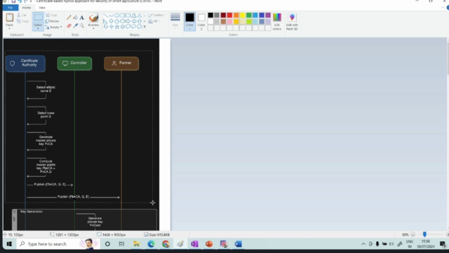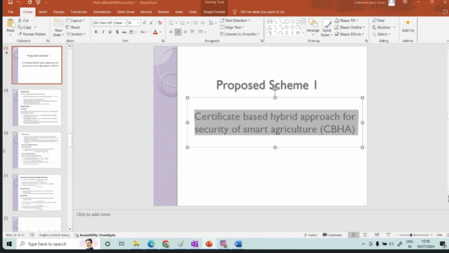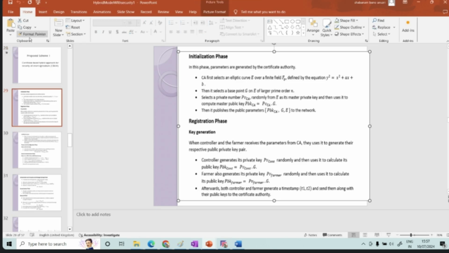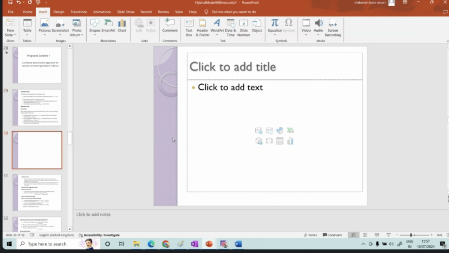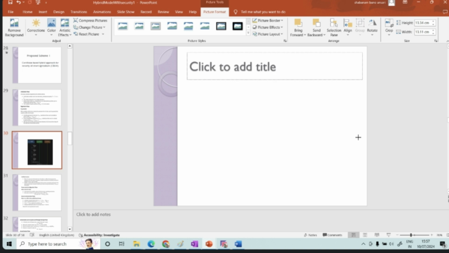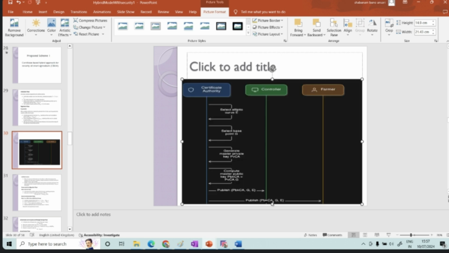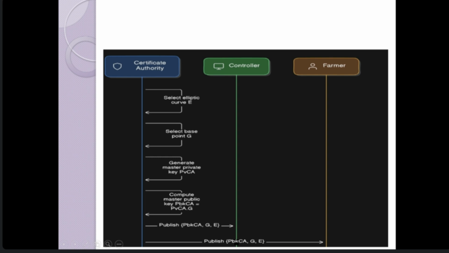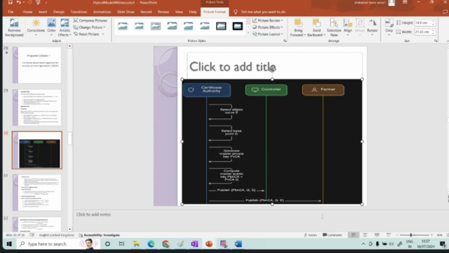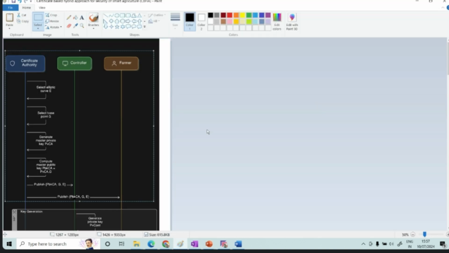See, this is published. This one is initialization. I copy and then paste it here, the initialization page. You have to take it in one step. Write the initialization page. I'm talking about the first, like in every diagram, in every phase, we have this certificate authority, controller, farmer. You get my point? So this one you want in every diagram. Yeah, exactly. Okay, you can do that, that is not an issue.